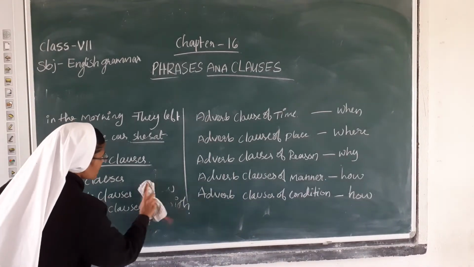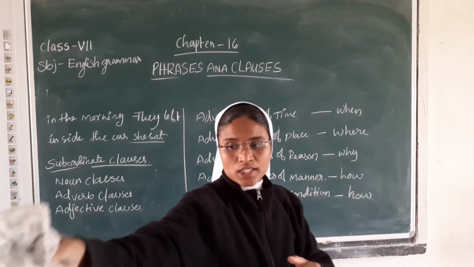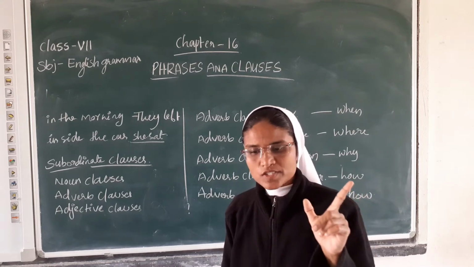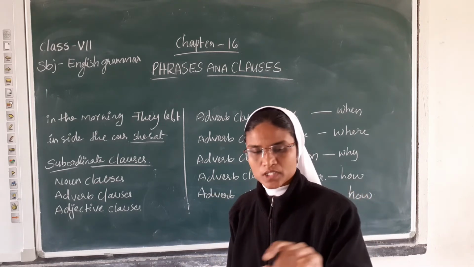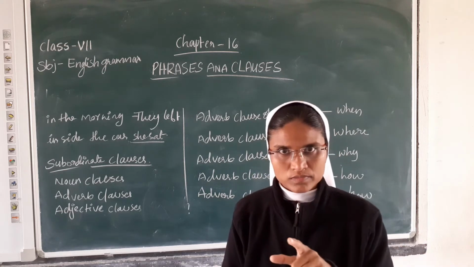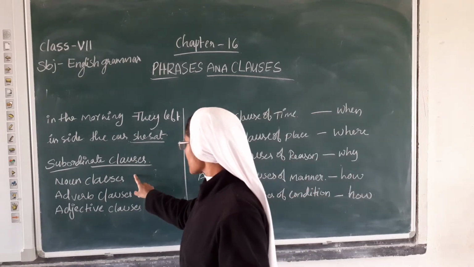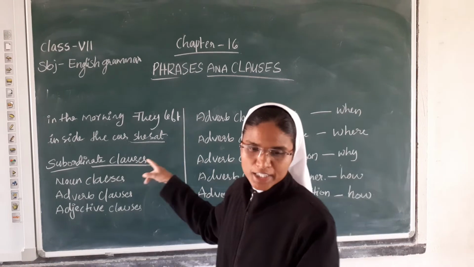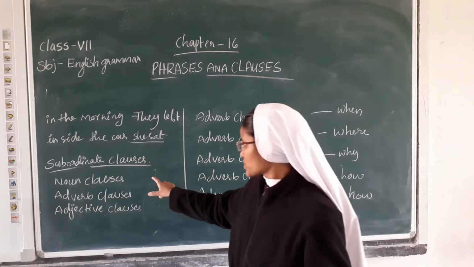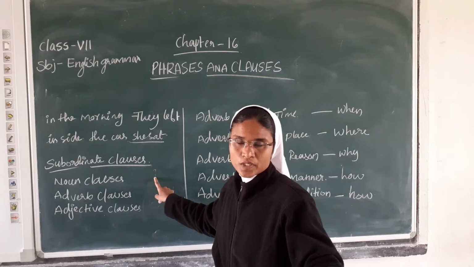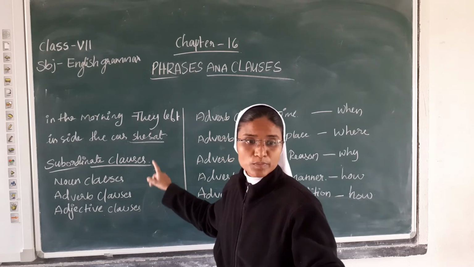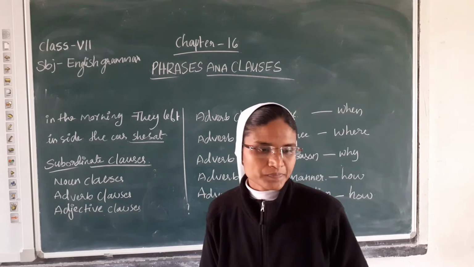So first we learn about the noun clauses. Noun clauses are of three types: noun clauses as the subject of a verb, noun clauses as the object of a verb, and noun clauses as the object of a preposition, like to or with. Okay, these noun clauses are three types: the subject of a verb, the object of a verb, and the object of a preposition.